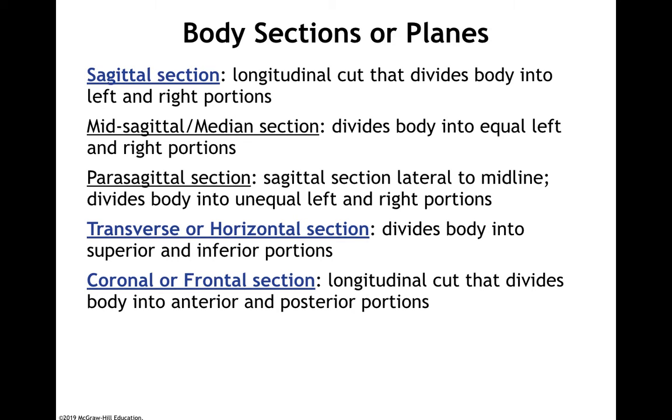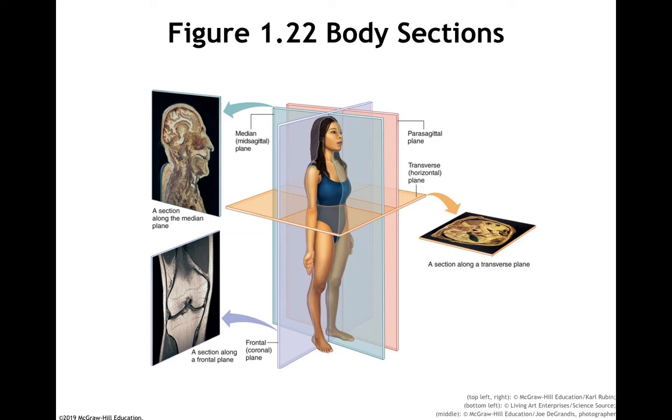A coronal or frontal section is a longitudinal cut that divides the body into the anterior and posterior portions, the front and the back. Some of these are going to come up relatively quickly when we start talking about the brain and parts of the skull. We will have coronal sutures, transverse sutures. So it's good to know them. And here they are demonstrated with sections.